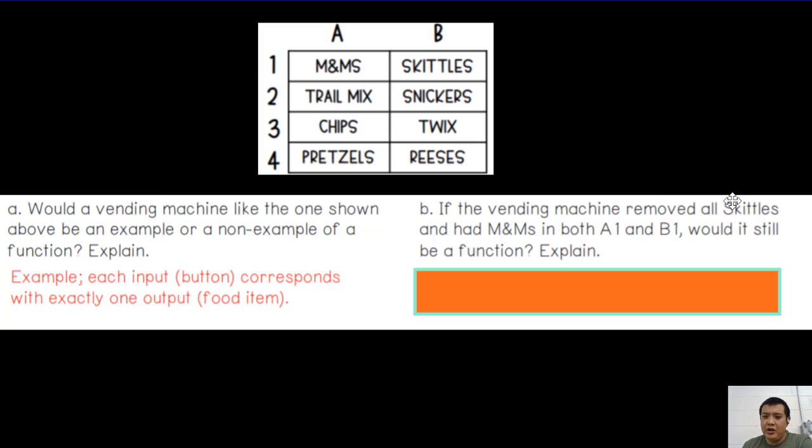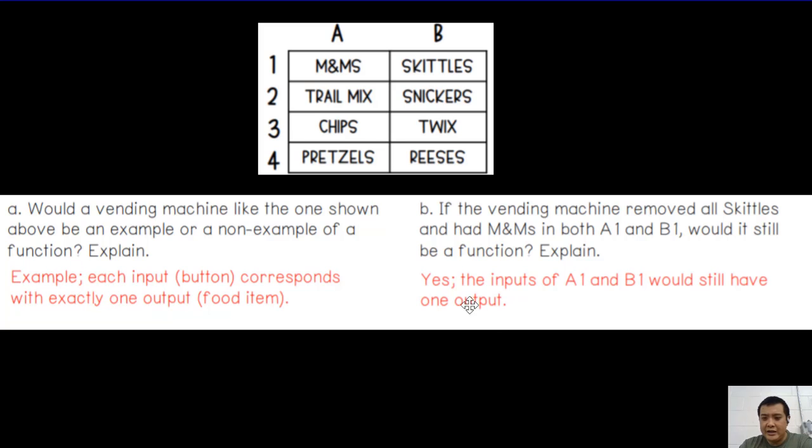If the vending machine removed all Skittles, so it got rid of this B1, and had M&Ms in both A1 and B1, would it still be a function? Yes, that would be a function. Even though M&Ms are going to come out from both A1 and B1, we can still rely on B1 and A1 to just give us M&Ms. It doesn't give us M&Ms sometimes, Twix another time, or M&Ms one time and chips sometimes. So yes, the inputs of A1 and B1 would still have exactly one output.